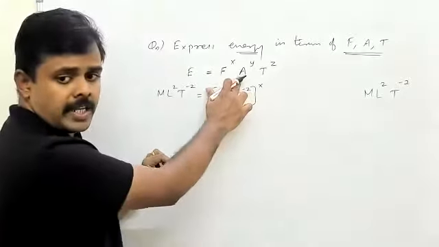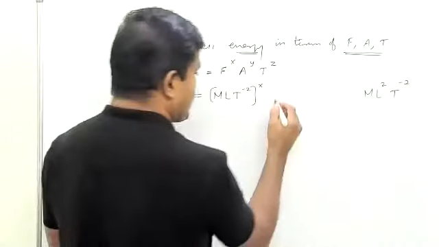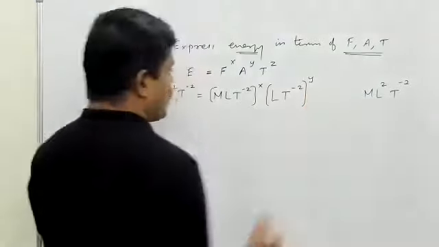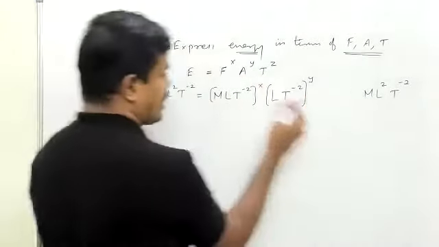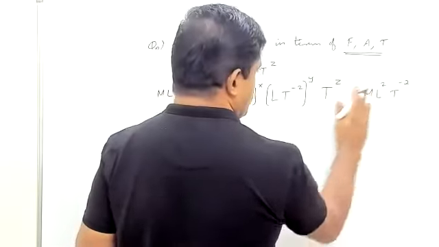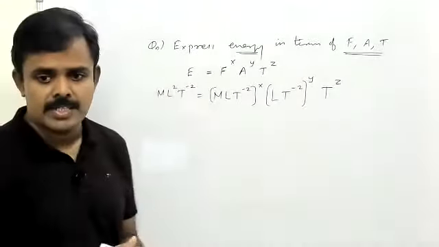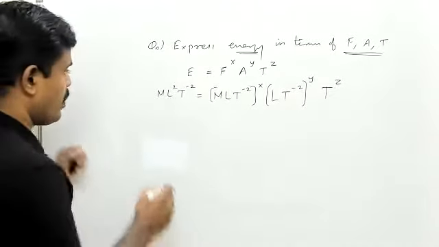Acceleration, remember this is not area, it is acceleration. Acceleration is (LT^-2)^y. And this is time. Time is T^z. So I'm just substituting the dimensions here. Now I can compare. What do I get if I compare?